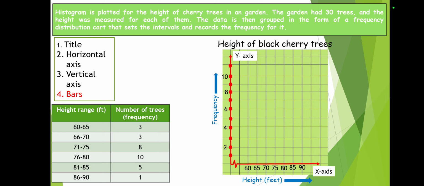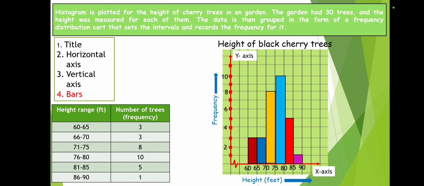And lastly, coming to the bars. As you can see, the height range of 60 to 65 feet, we have got 3 trees. So make a bar like this. Next, height of 66 to 70 feet, we have got 3 trees. Next, height of 71 to 75 feet, we have got 8 trees. So over here 8. Next, height of 76 to 80 feet, we have got 10 trees. Next, 81 to 85 feet, we have got 5 trees. And lastly, 86 to 90 feet of height, we have got just a single tree.